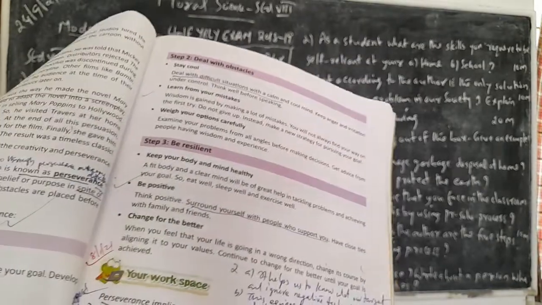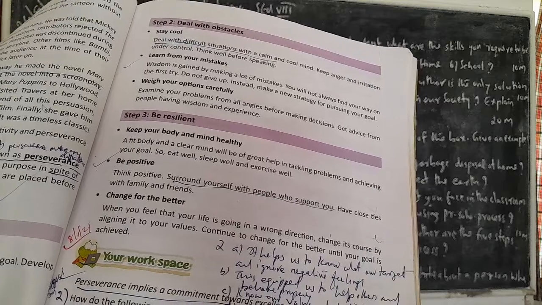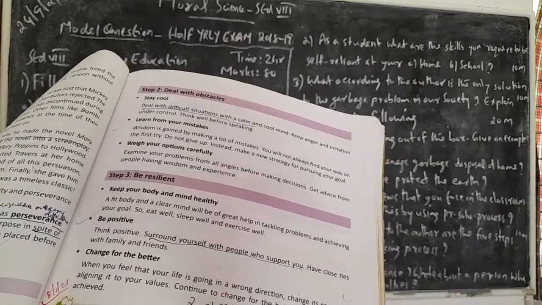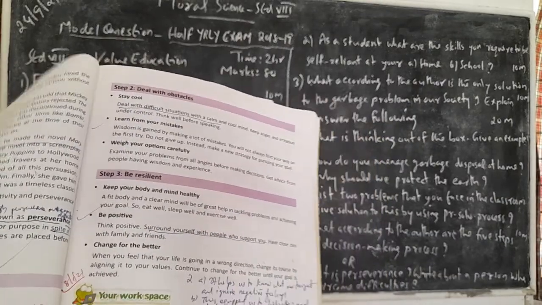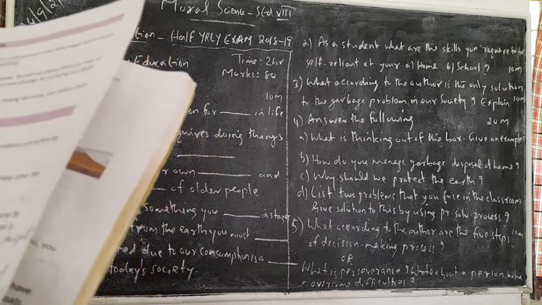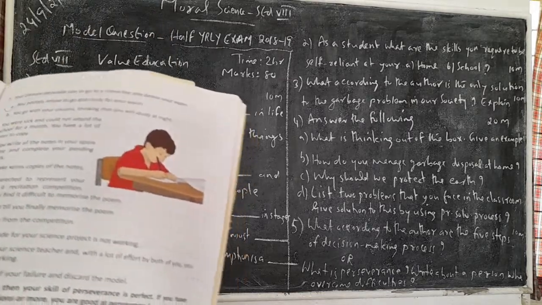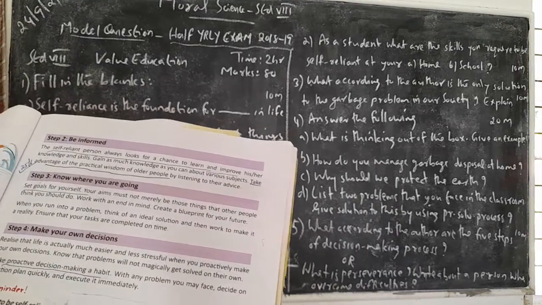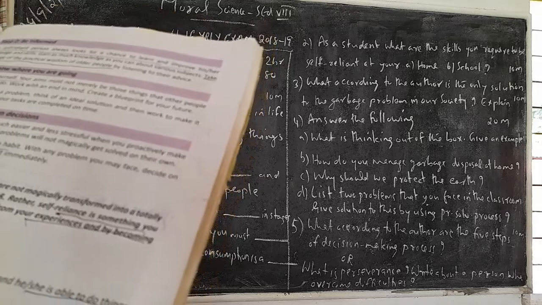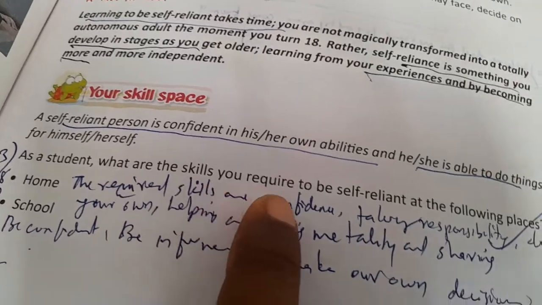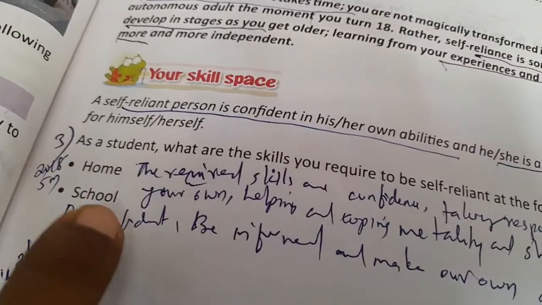Then another question is, what are the simple steps to develop the quality of perseverance? Skills required to be self-reliant at your home and school. So another question, that's also from the first part. That is from Lesson 2, self-reliance. As a student, what are your skills required to be self-reliant at home and at school?